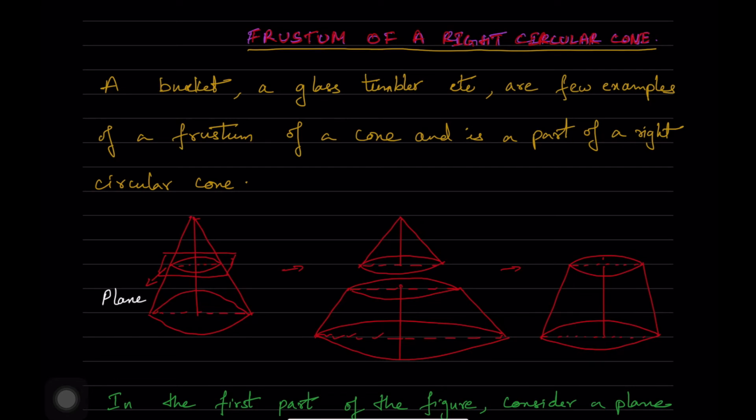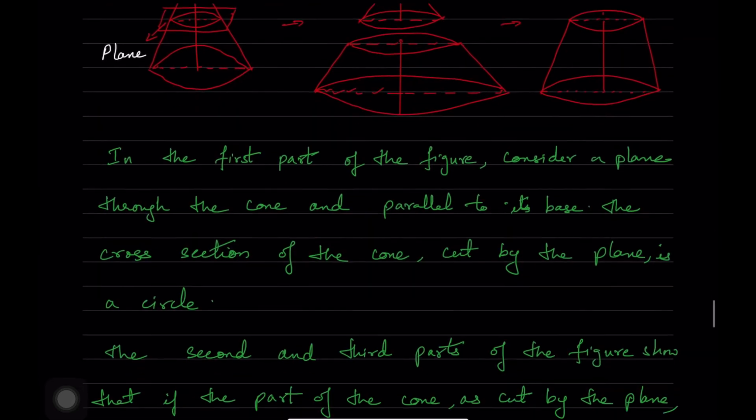Frustum may be the first time you are hearing it. You have it in a right circular cone. That is a bucket, a glass tumbler. All these are few examples of frustum of a cone, and it is a part of a right circular cone.